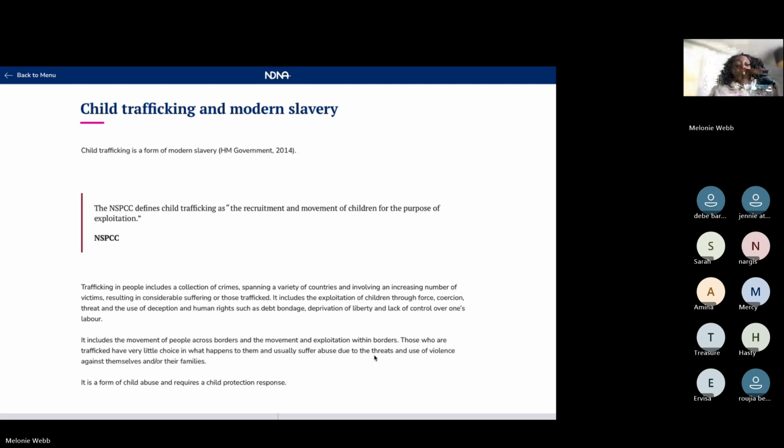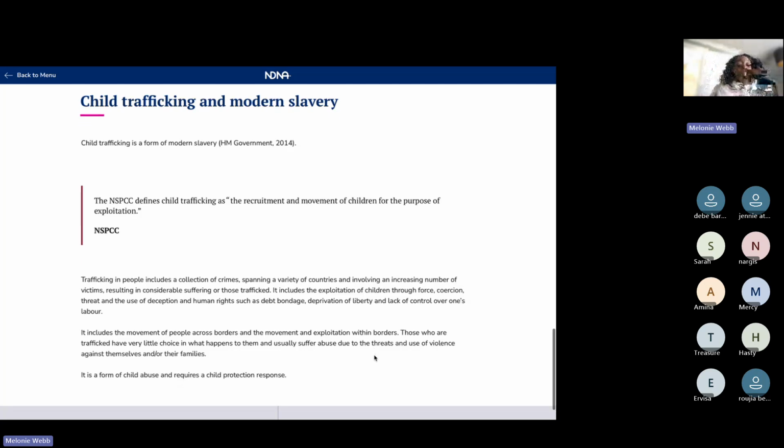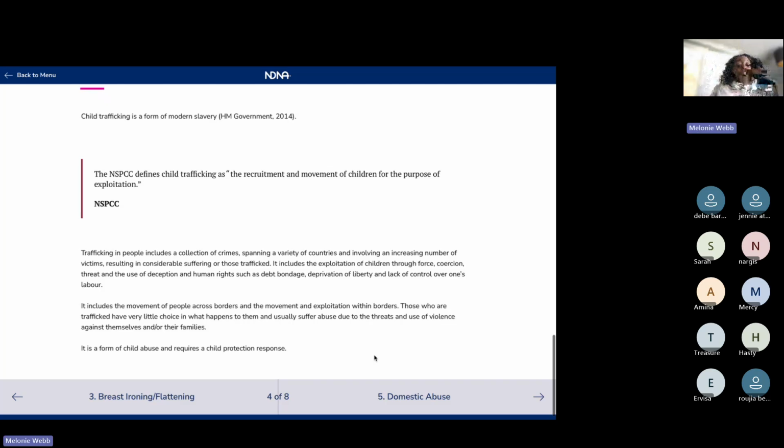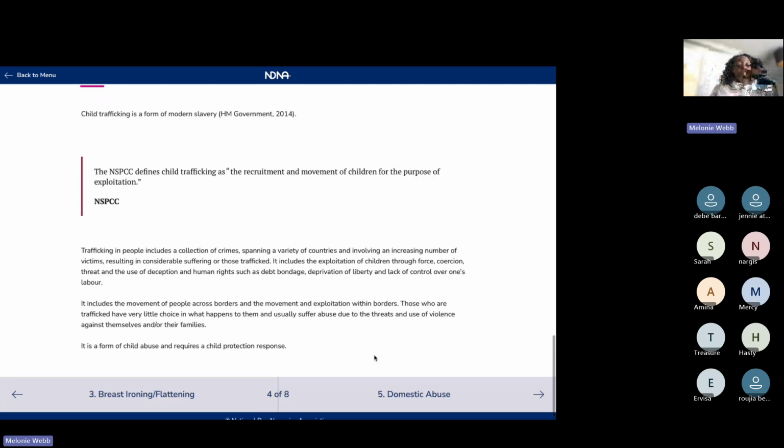Naughty. Those who are trafficked have very little choice in what happens to them and usually suffer abuse due to the threats and use of violence used against them and their families. It's a form of child abuse and requires a child protection response.